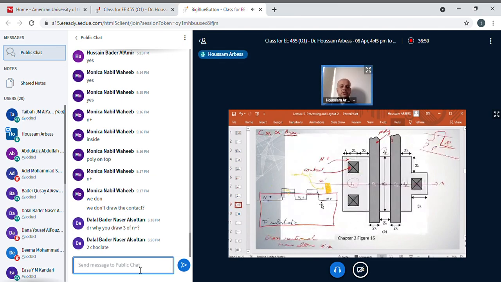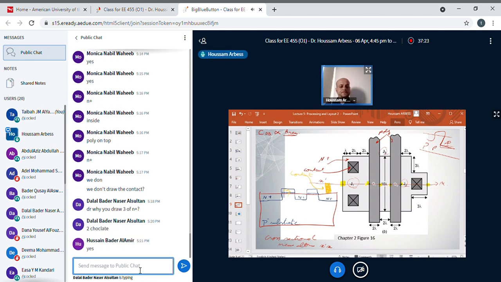Let's go back to our circuit, to our layout. I have n plus from this point to this point, and another n plus from this point. I'm talking about this line. I cut the wafer along this line. I have n plus from here to here, from here to here, and from here to here. Is it clear for everybody now? Why 3 n plus?